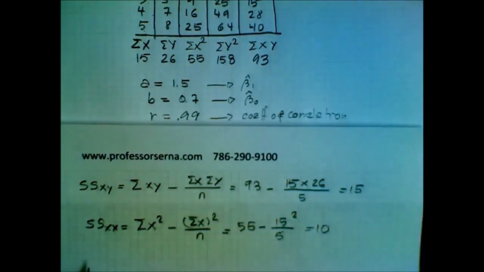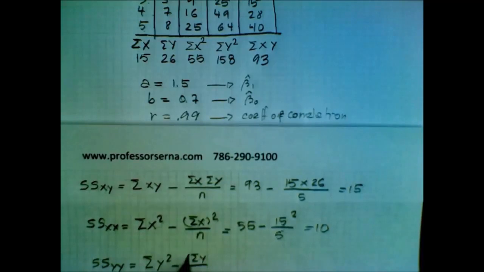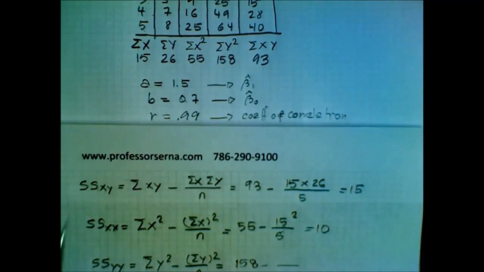The other sum of squares that you will find in your book somewhere would be SSYY, which is not going to be needed now. But I included it because in a future video we will use the same example and the same calculation. So SSYY would be the sum of Y squared minus the sum of Y, squared, divided by N. The sum of Y squared is 158, and the sum of Y is 26, squared, divided by 5. With the calculator, 158 minus 26 squared divided by 5 is 22.8.